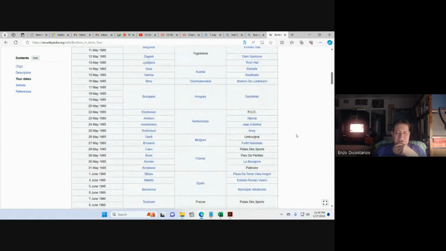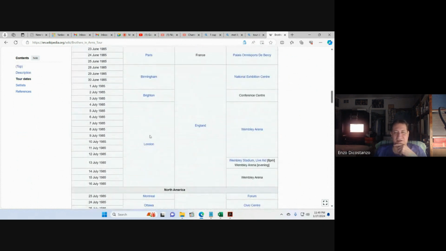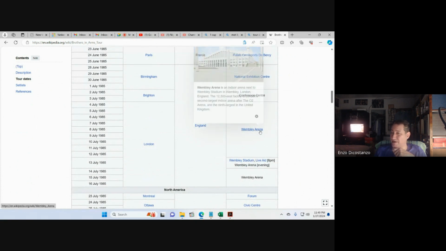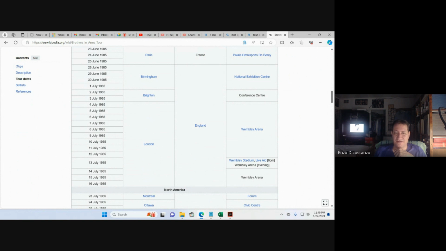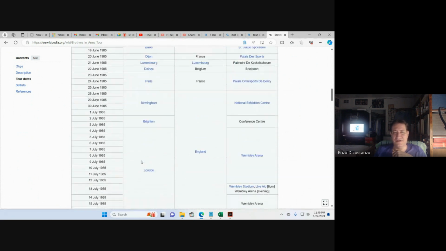But here, what I wanted to show you guys. Look at the London shows. This is the arena, and then the stadium a bit. Look at this. There's 1, 2, and without a break, 3, 4, 5, 6, 7, 8, 9, and then Live Aid came in for a day. 10, 11, 12. They played 12 dates at Wembley.